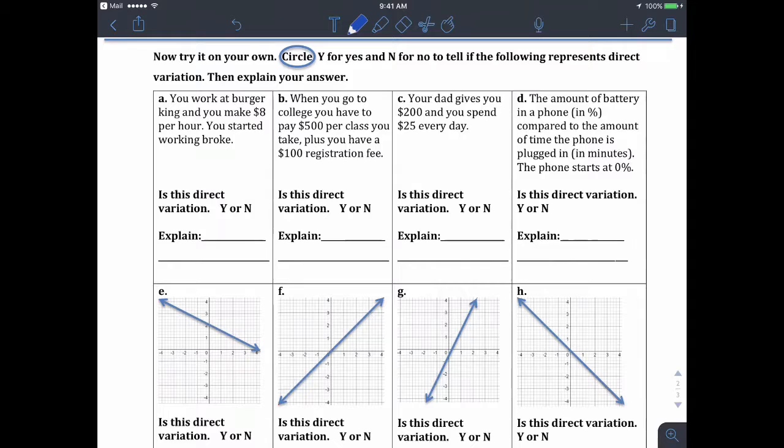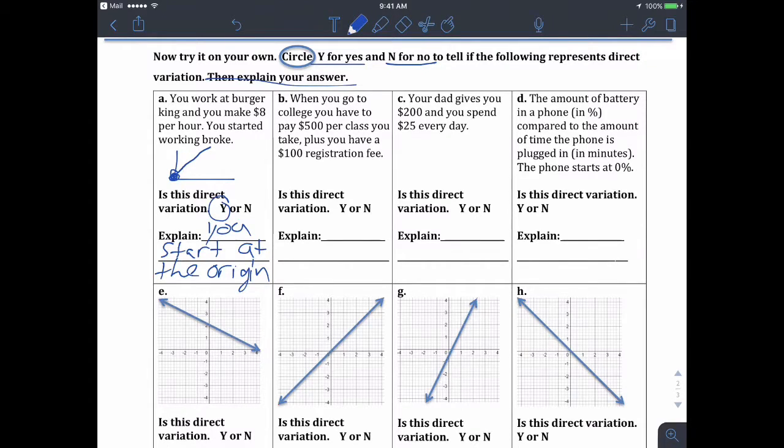Now down at the bottom it says, let's try some on your own. It says to circle yes if it is direct variation, circle no if it's not direct variation, then explain your answer. We're going to do the first 2 together and then you're going to do a couple on your own. For A, it says you work at Burger King and make $8 per hour and you start broke. Since you start out broke, on the graph you would start at 0 and then start making $8 per hour. So this is a yes because you start at the origin.